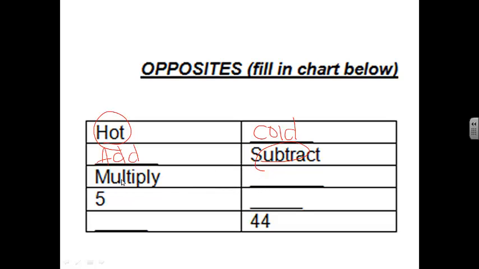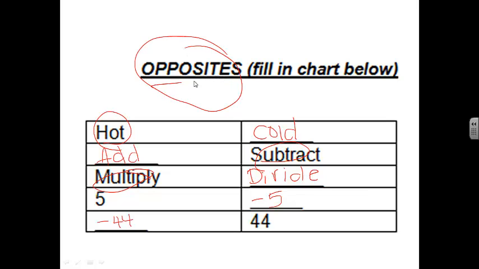Anyway, multiplying. What's the opposite of multiply? Divide. What is the opposite of 5? Negative 5. What's the opposite of 44? Negative 44. So what we're going to be talking about today is doing the opposite. Doing the opposite, that's the key word for today to solve an equation.